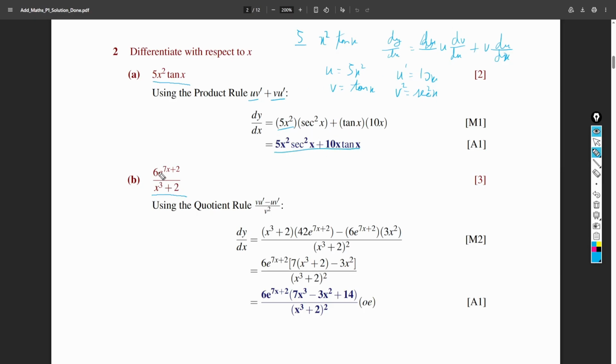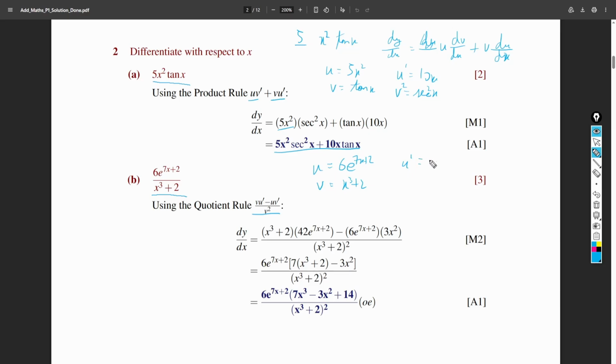And for the next expression we can see there are two functions, one in the numerator and the other in the denominator. So we can use the quotient rule here. The quotient rule is given here: v u prime minus u v prime over v square. So again we set u to the first expression, so e to the power 7x plus 2, and v is equal to the denominator, which is x cubed plus 2.